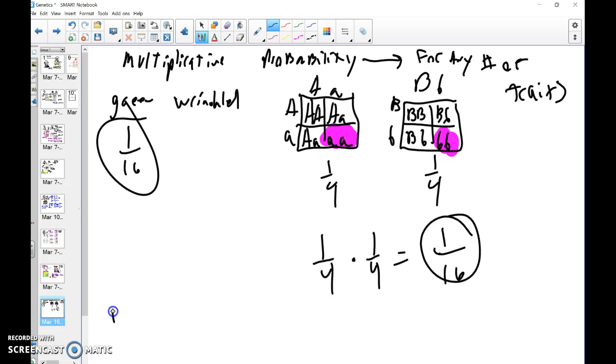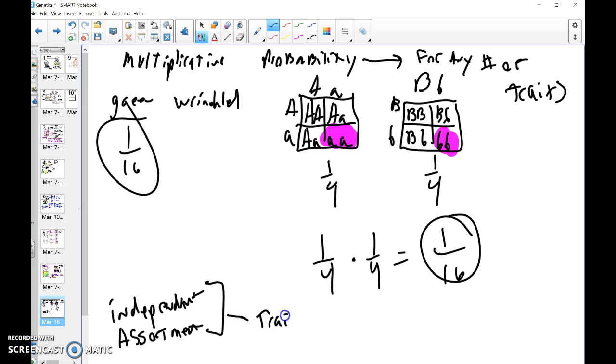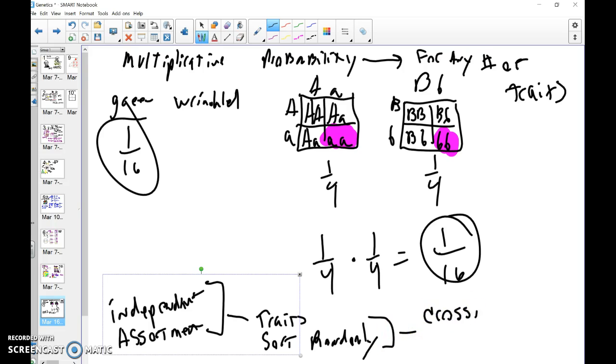And the reason this works is because of something known as the law of independent assortment, which basically just says that our traits sort randomly, just like we saw on that picture of the chromosomes. And one of the big things that makes sure that this actually happens is a process called crossing over. Because crossing over actually prevents most of our genes from being linked.